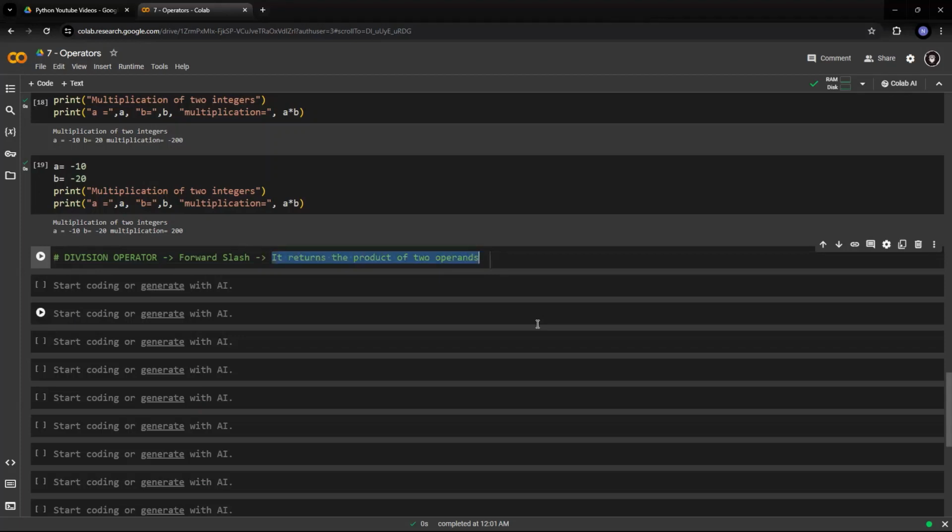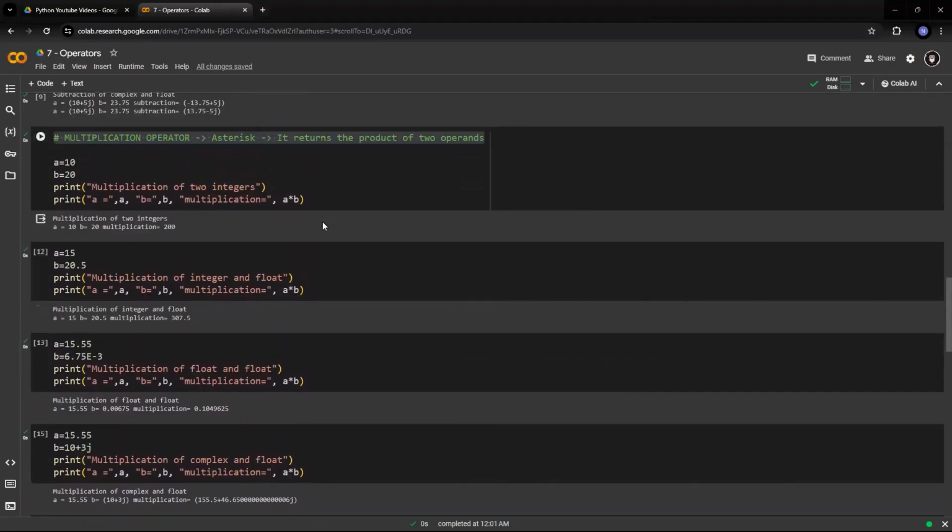So it is numerator, which is the left operand, divided by denominator, which is the right operand. The resultant number is negative if any of the operands is negative. Since infinity cannot be stored in memory, Python raises a zero division error. We'll see this. Let's try to divide.